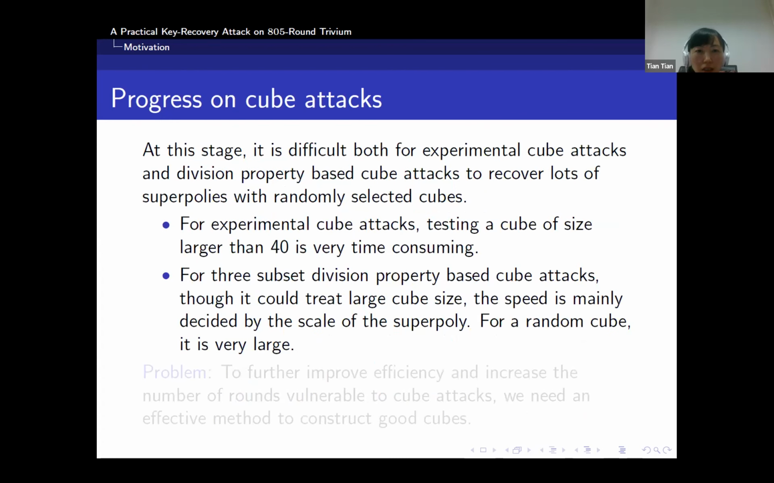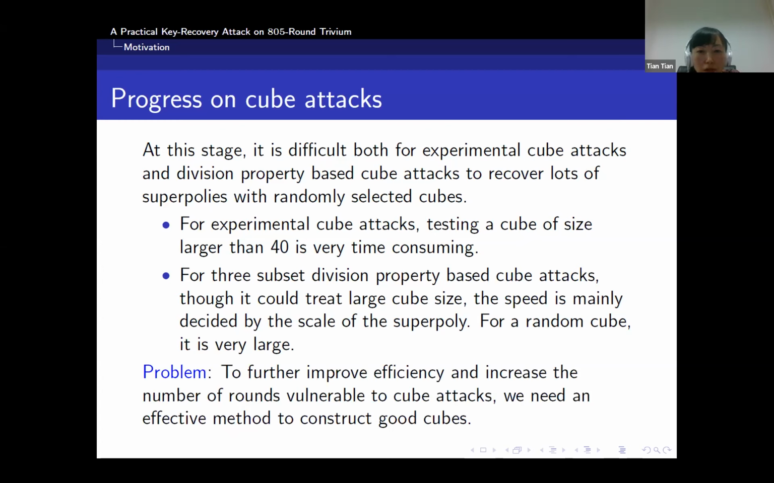At this stage, it is difficult both for experimental cryptanalysis and division property-based cryptanalysis to recover lots of superpolys with randomly selected cubes. For experimental cryptanalysis, testing a cube of size larger than 40 is very time-consuming, and you need to test a lot of cubes to find a useful one. For three-subset division property-based cryptanalysis, though it could treat large cube sizes, the speed is mainly decided by the scale of the superpoly. For a random cube, it is still very large.